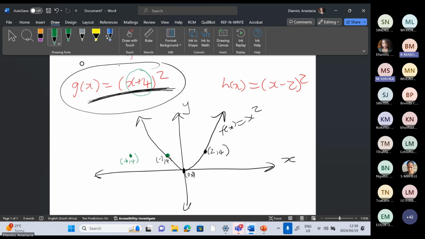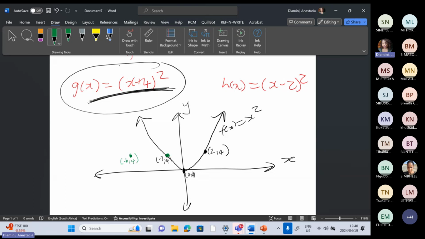Okay, negative 2 plus 4. Negative 2 minus positive 4. No, it's not going to change like that. It is shifting to the left by 4 units. Thank you. It's shifting to the left by 4 units. I wanted to see if you were thinking critically.